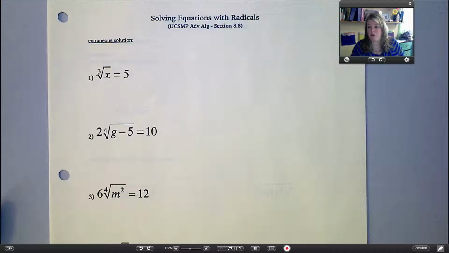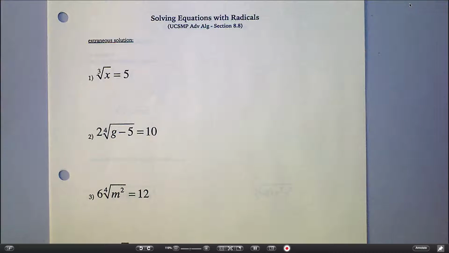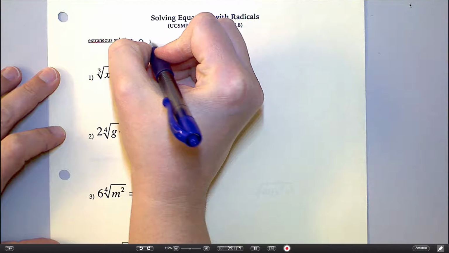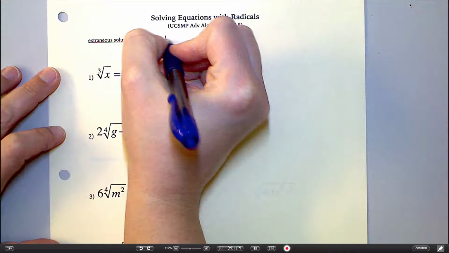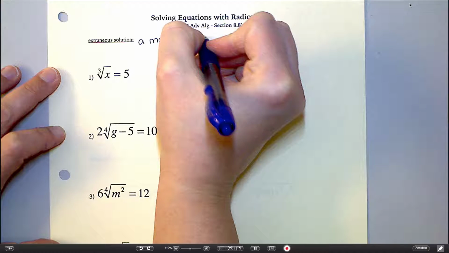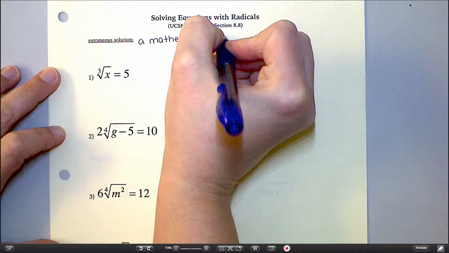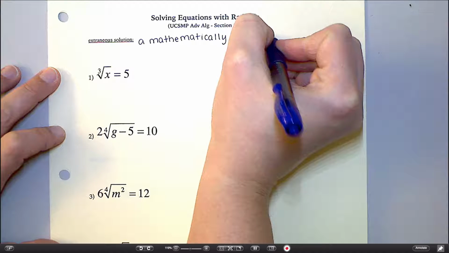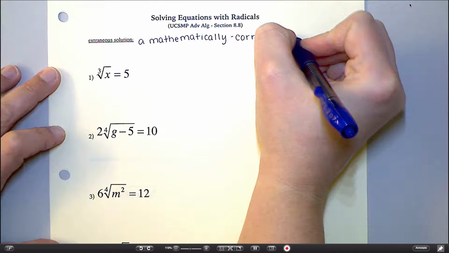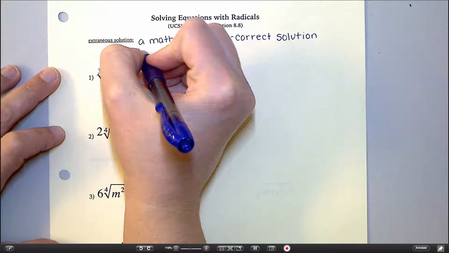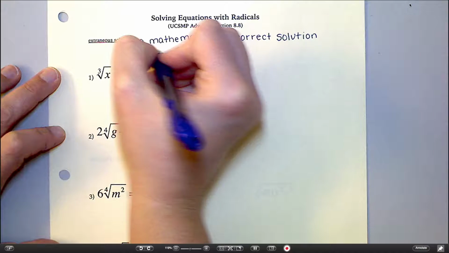So I'm going to go ahead and get rid of the picture here, and I will write down that definition for you. So an extraneous solution is a mathematically correct solution that doesn't actually satisfy the original equation.